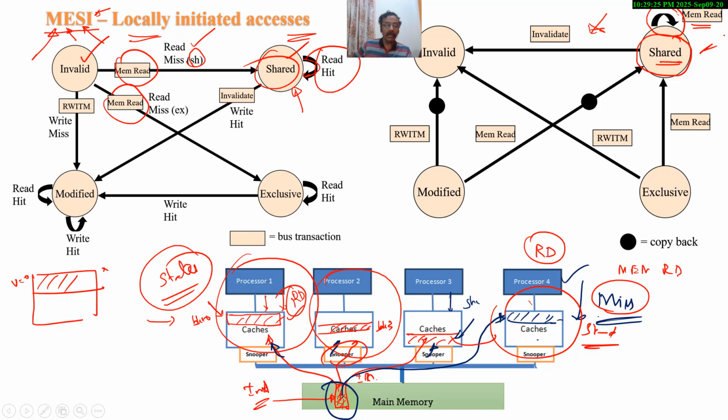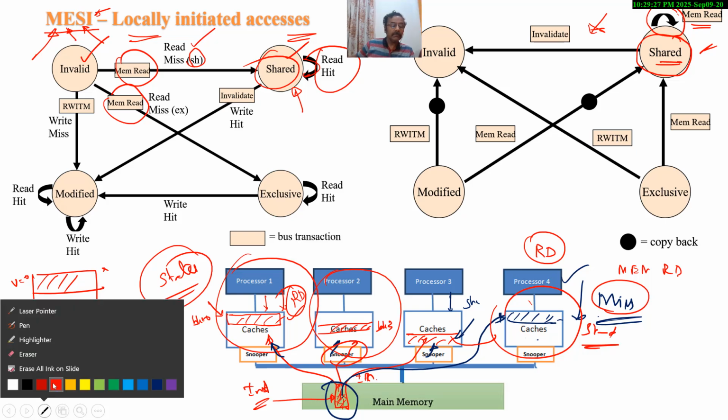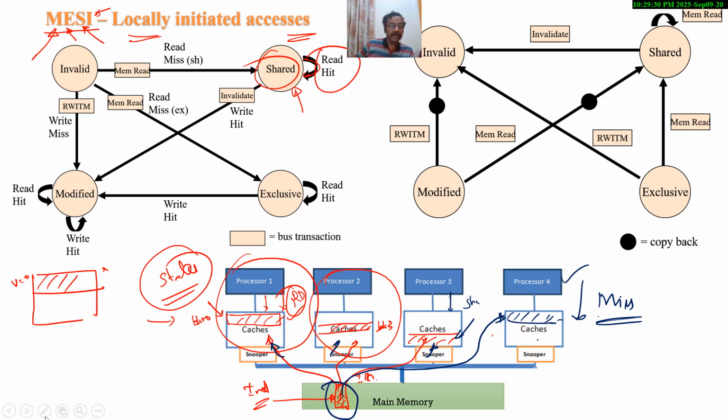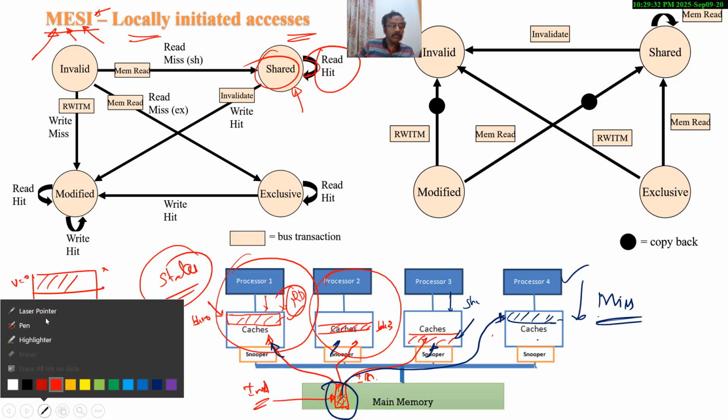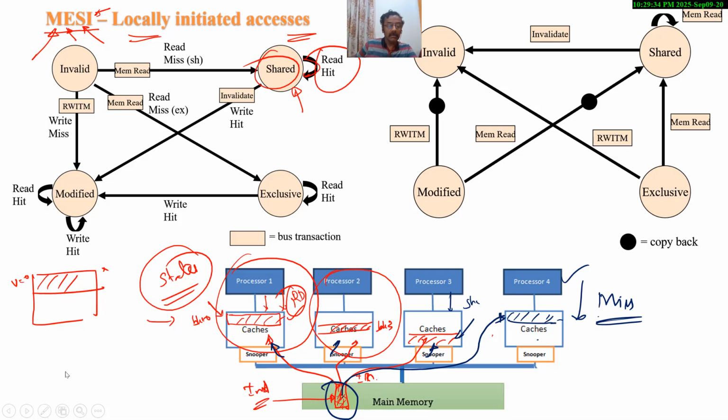So this is how you need to understand the state diagram transition shown here. Okay, so let me erase all. Okay, we are not able to perform.